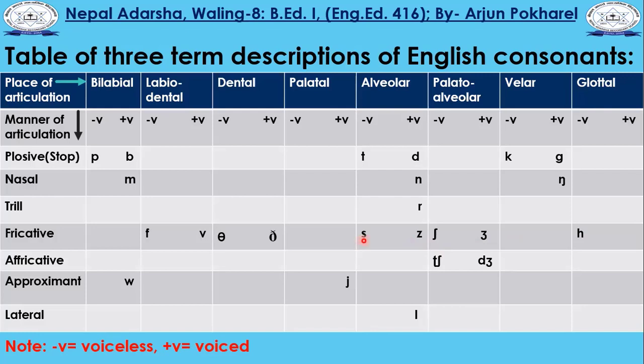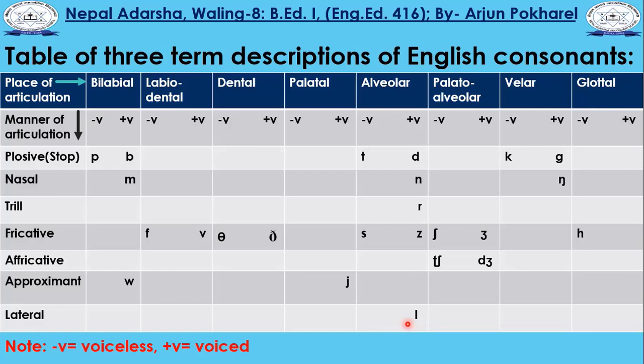Where s and z are what? They are alveolar fricatives. The s is a voiceless alveolar fricative, and z is a voiced alveolar fricative. In this way, we do the description of a sound. Here we don't have alveolar approximant sounds in English, but we have an alveolar lateral sound in English.